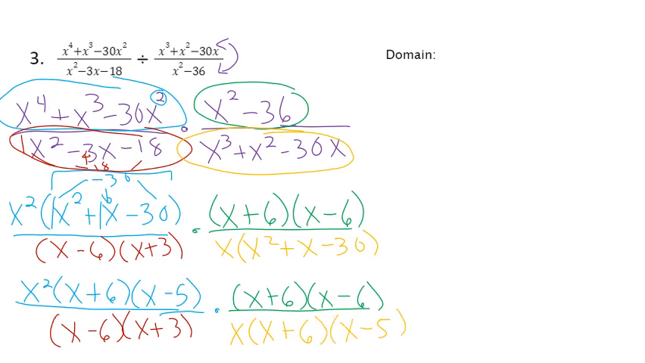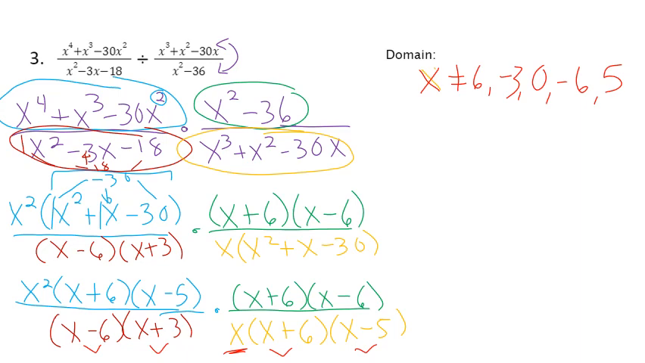And now we're just going to, again, like last time, if they ask for the domain, this one's nice and easy. It's just the opposite of what's in there. So we can't have 6. We can't have negative 3. We can't have a 0. We can't have negative 6. And we can't have 5.